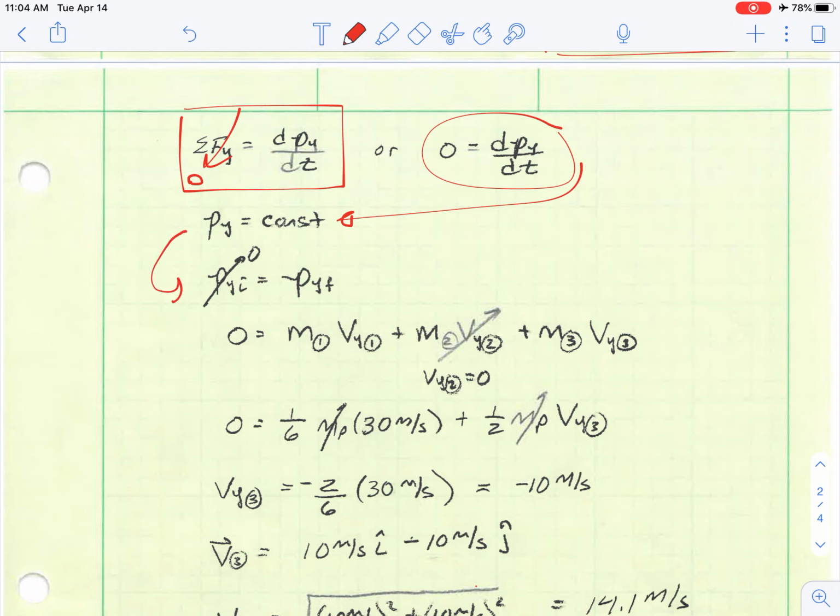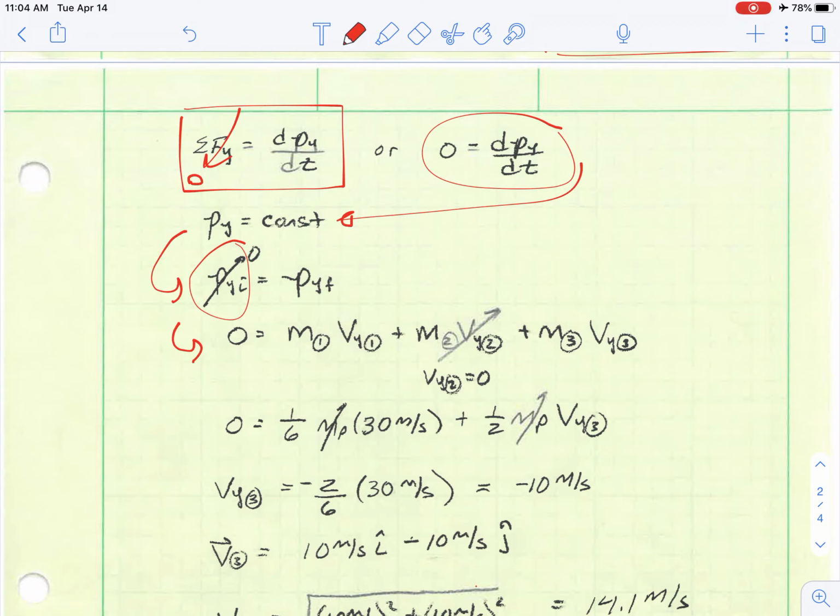Again, that would mean initial momentum along y direction is the same as the final along y direction. And once again, initial and final are defined as right before and right after the explosion. Once again, there's no velocity initially, so that first term is going to go to 0, and right side has 3 pieces in it. So we are again writing carefully with proper labeling and being consistent. We're writing p's in terms of mv's.